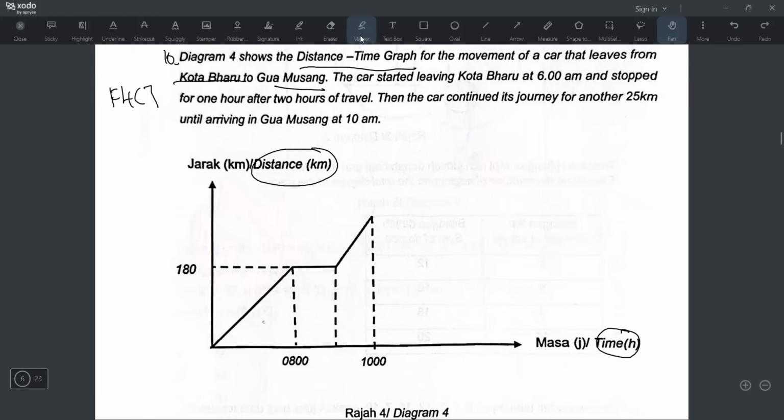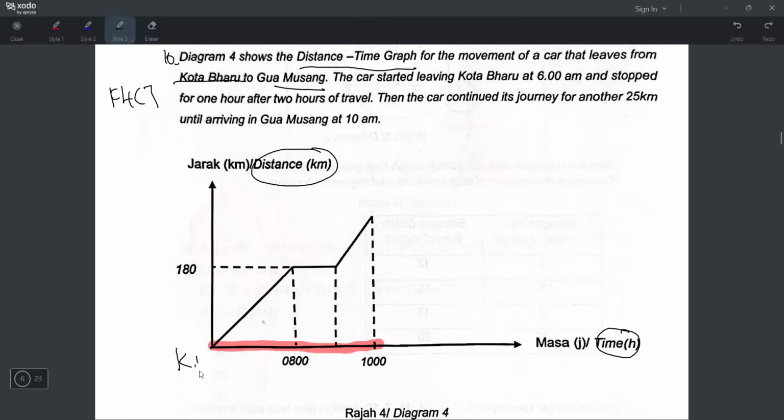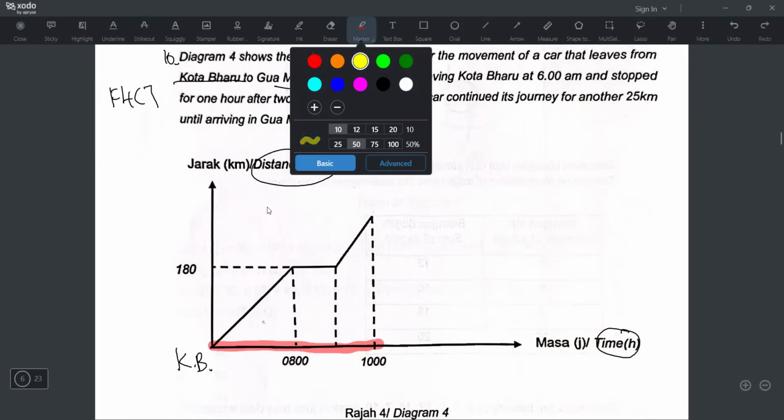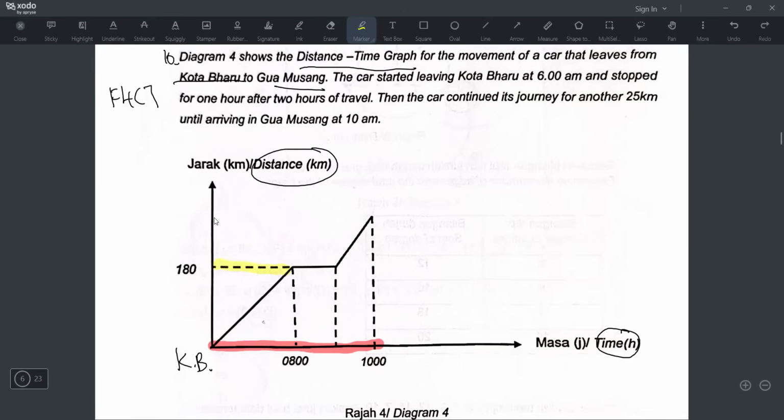Whenever I do this type of question, I like to highlight. So from Kota Baru to Gua Musang, it means this is the start, and the start is what? Kota Baru, right? So I'll just write KB. And where is Gua Musang? I will use another highlight. It could be here and it could also be here. We don't know, right? So we have to read carefully.